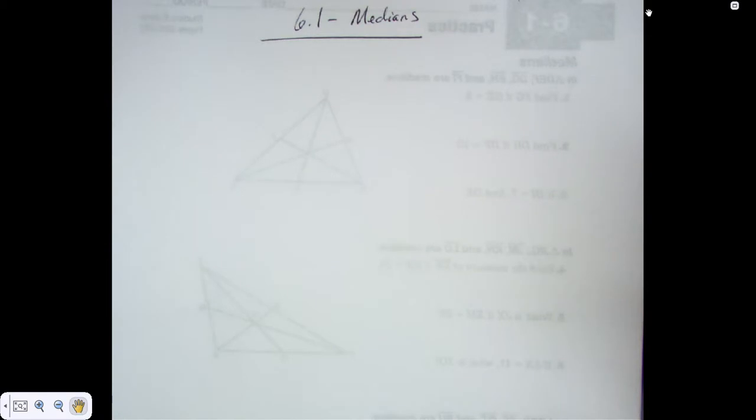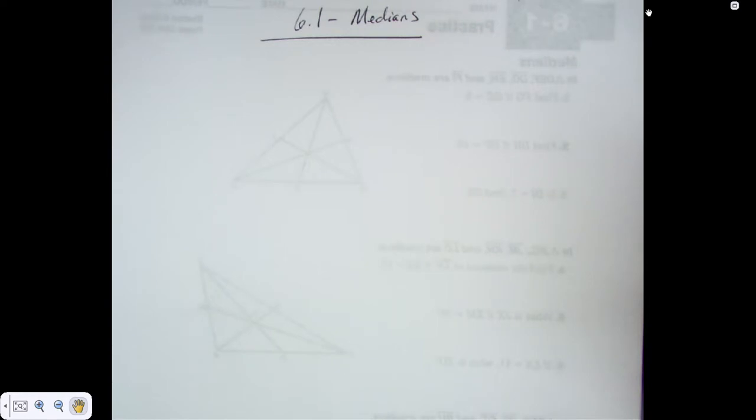What is a median? Well, before you can visualize what a median is, we need to draw a triangle, a nice big triangle on our piece of paper.